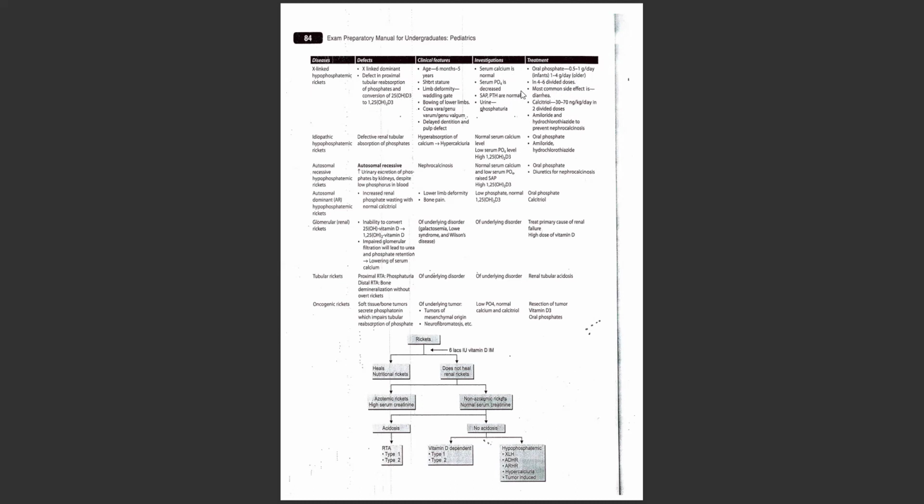The most common side effect is diarrhea. Also, we have to supplement calcitriol 30 to 70 nanogram per kilogram per day in 2 divided doses. And we have to give amiloride and hydrochlorothiazide to prevent nephrocalcinosis.